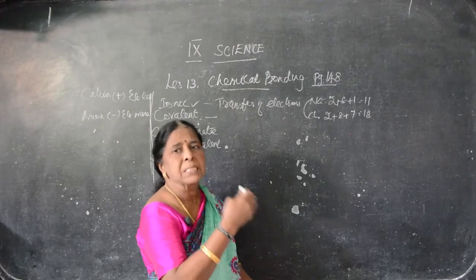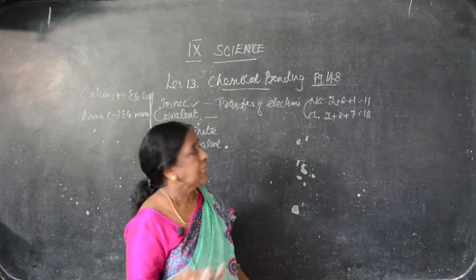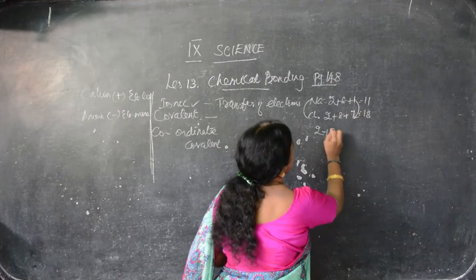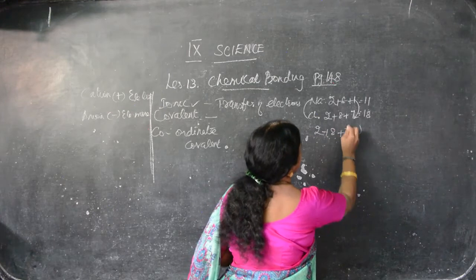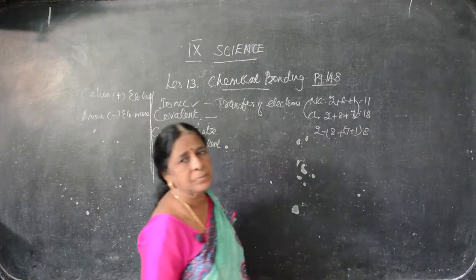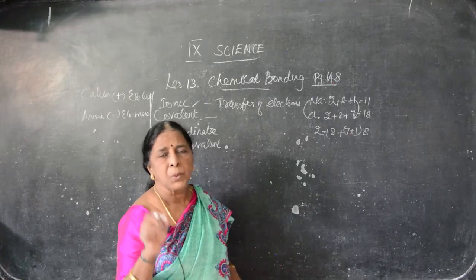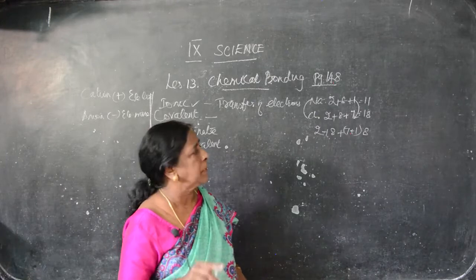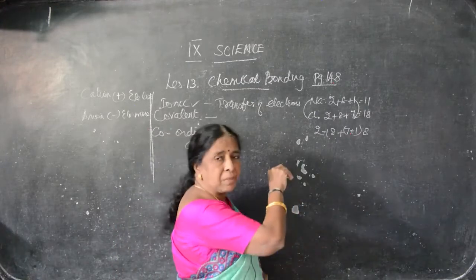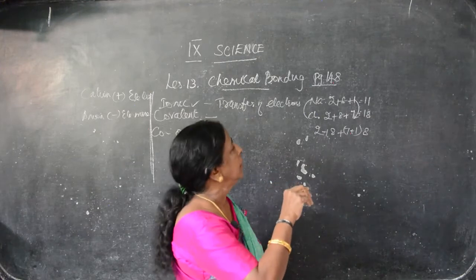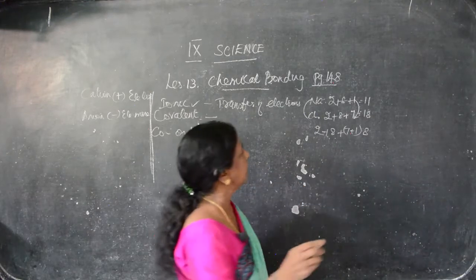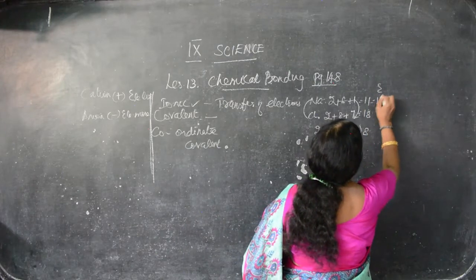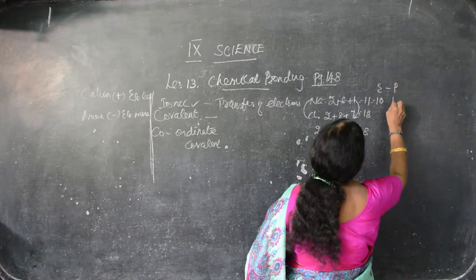So sodium has to transfer the electron to chlorine. By getting one electron, chlorine becomes 2 plus 8 plus 7 plus 1, that is 8. So this is stable. Sodium transfers one electron to chlorine. Before, the number of electrons in sodium was 11. After giving one electron, the number of electrons is 10, and the protons do not change, it is 11.